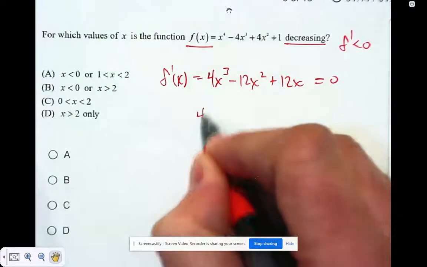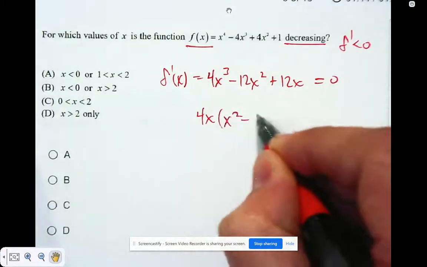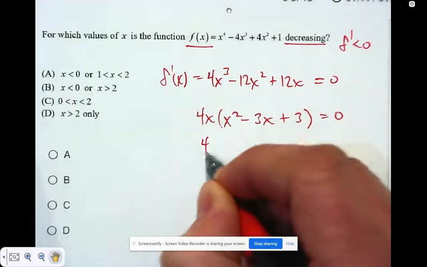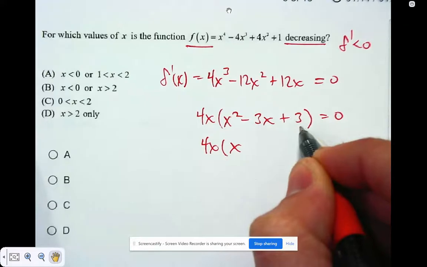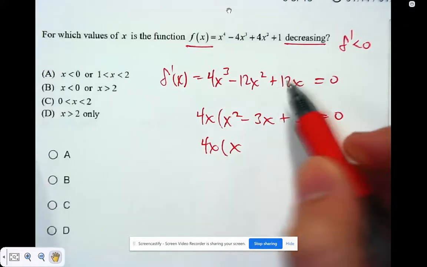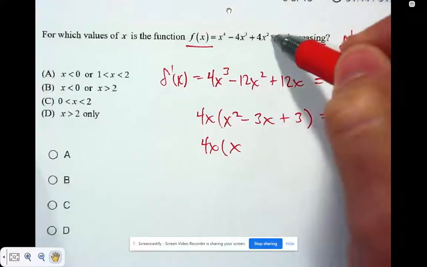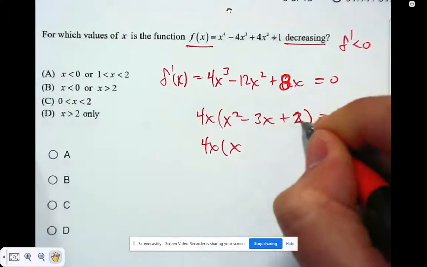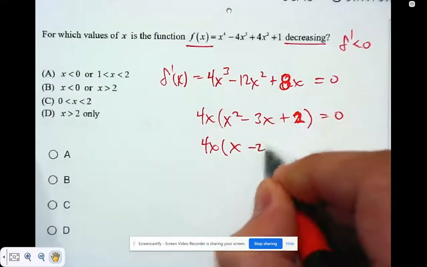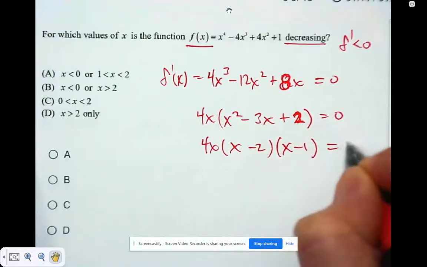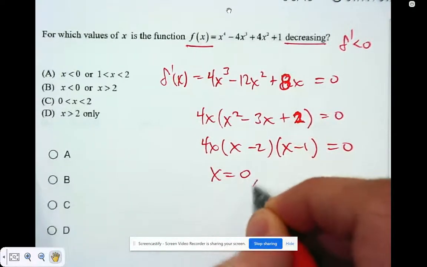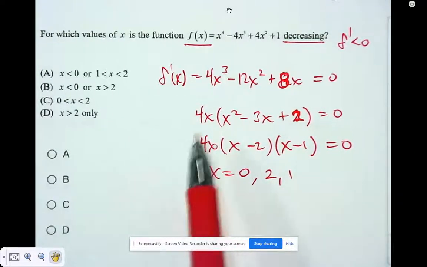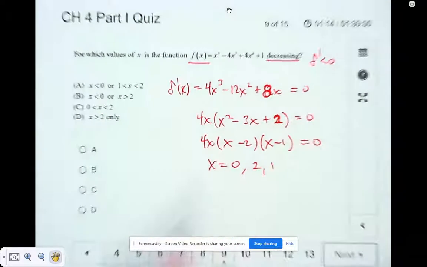Factor out a 4 and an x, and you're left with x squared minus 3x plus 3, which would also factor into, what is that? I did something wrong there. 3 times 4 is 12. 2 times 4 is 8. Sorry. So that would be a 2. So this becomes negative 2 and negative 1, which happens at critical numbers of 0, 2, and 1. Those are all places, you guys, where when I plug it in, it makes f prime equal to 0.